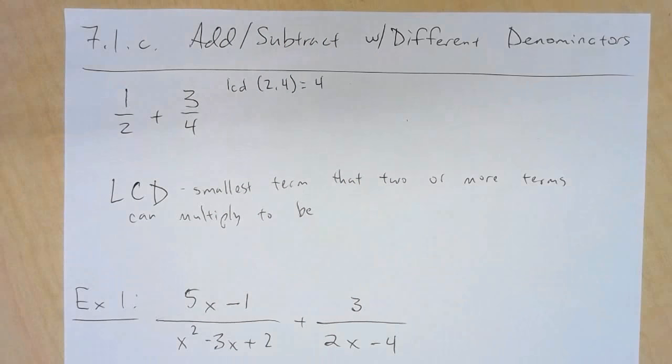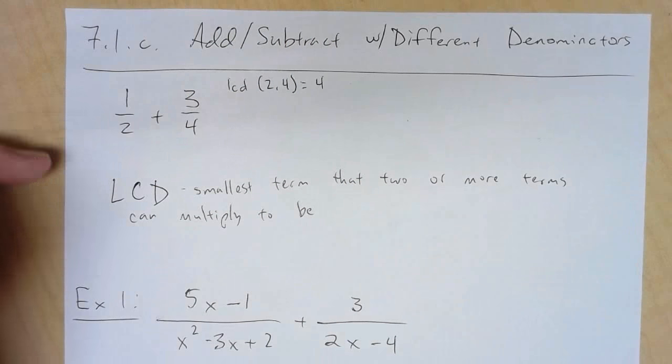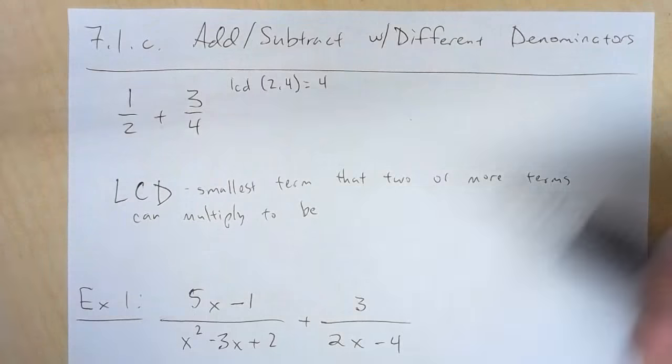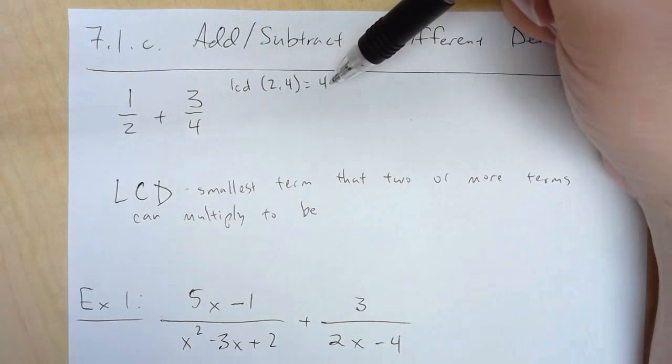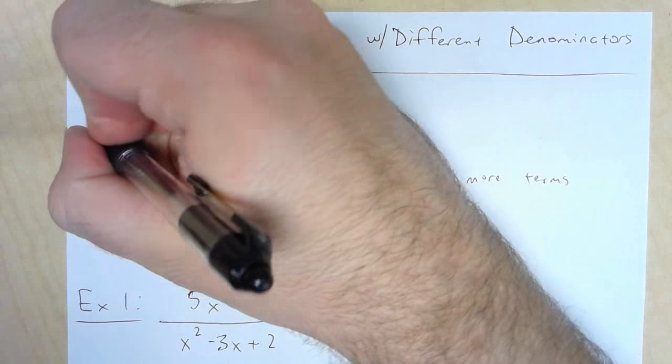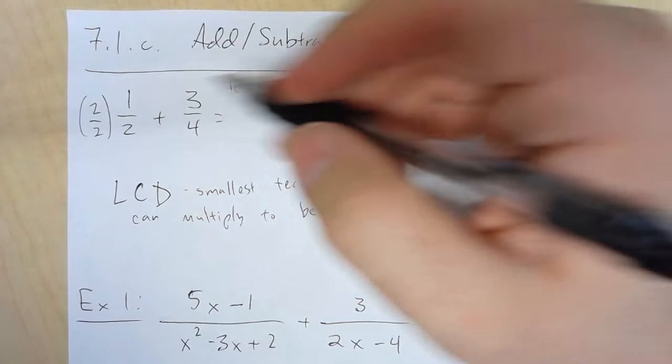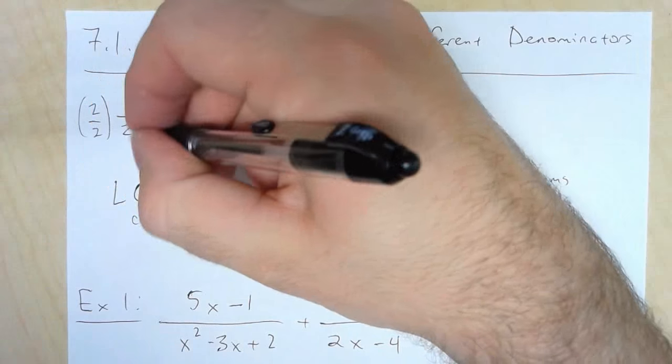So then we have to multiply both the numerator and the denominator, so that we multiply by 1, so we're not really changing the number, just how it looks, so that we get 4 in the denominator. I know to get 2 to multiply to be 4, I have to multiply it by 2, and multiply the top and the bottom. And the other one, we don't need to.